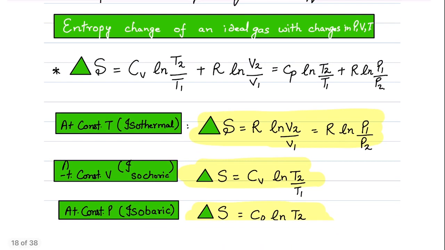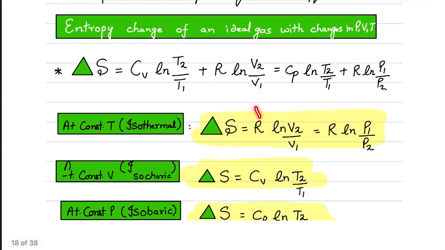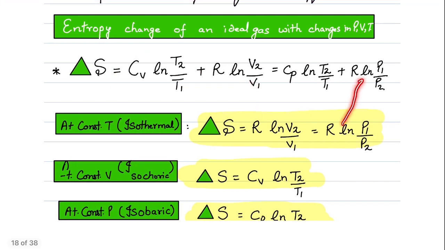Now at constant temperature, that is for an isothermal process, our temperature will be constant. So this whole term equals 0. So we are left with R ln(V2/V1), which is equal to R ln(P1/P2). Now at constant volume, that is for an isochoric process, this term will be equal to 0. So we are only left with Cv ln(T2/T1).